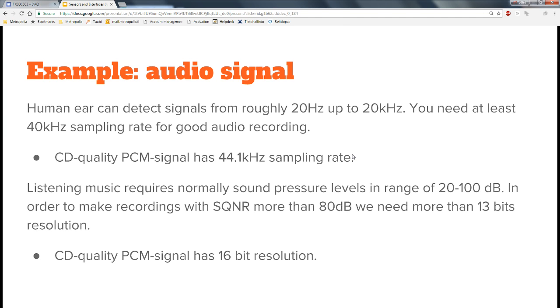Okay, example. So audio signal, actually the human ear can detect roughly from 20 Hertz to 20 kilohertz range. You can still hear probably up to 24. I'm an old guy, I can hear only up to maybe roughly 18 and a half. Okay, the highest tones go first.